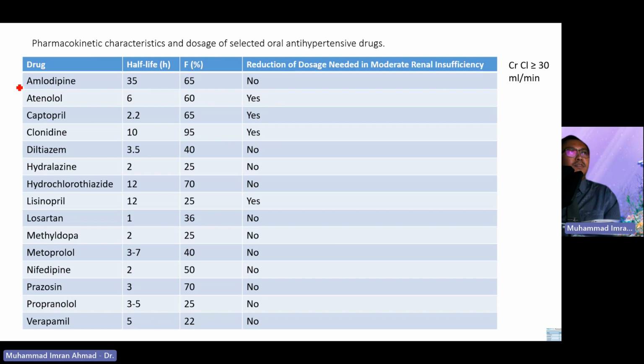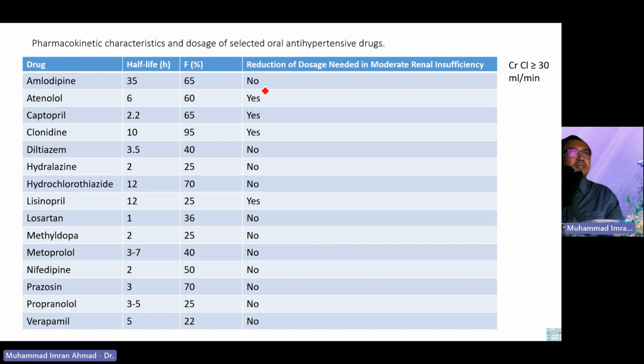Of course this slide is not specific about the angiotensin blockers, but it's in general. So captopril, an ACE inhibitor, clonidine, diltiazem, a CCB, hydralazine, a vasodilator, hydrochlorothiazide, which is a thiazide diuretic, and various drugs.